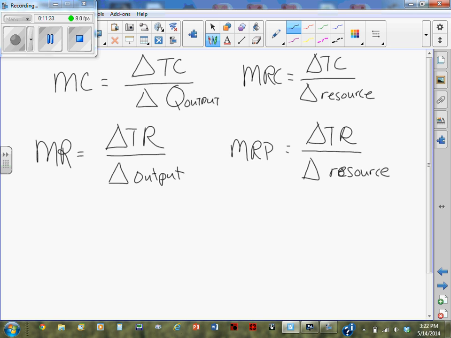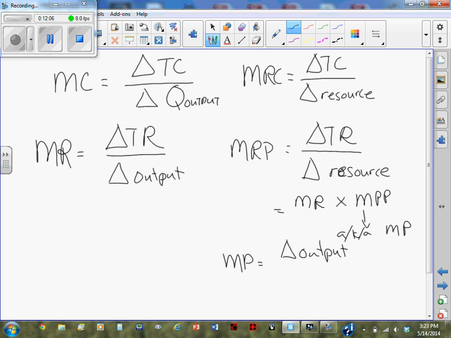There's another way to figure your MRP. It could also be marginal revenue multiplied by marginal physical product, also known as marginal product. Interchangeable terms. Marginal product is the change in output, the amount of product made, divided by the change in resource.